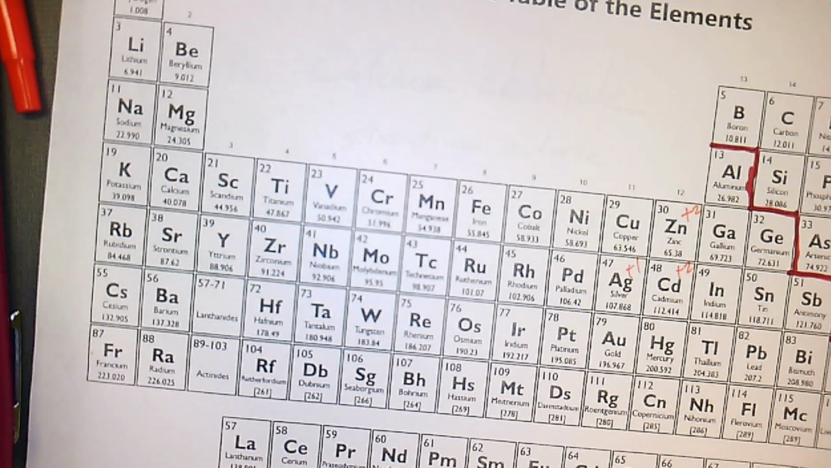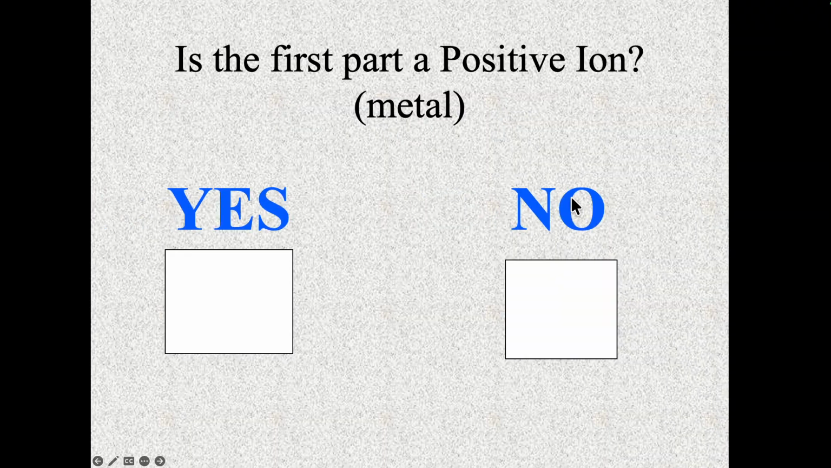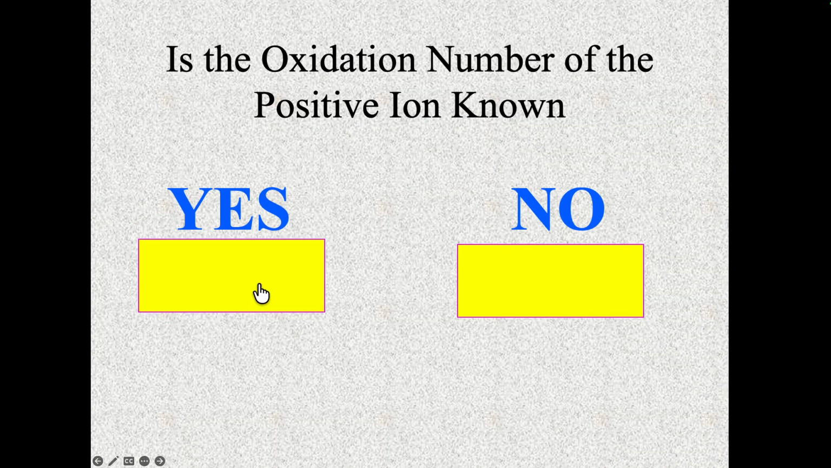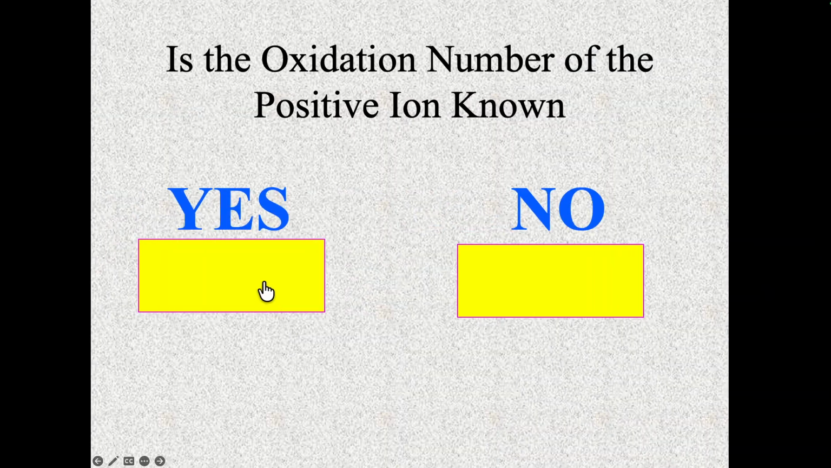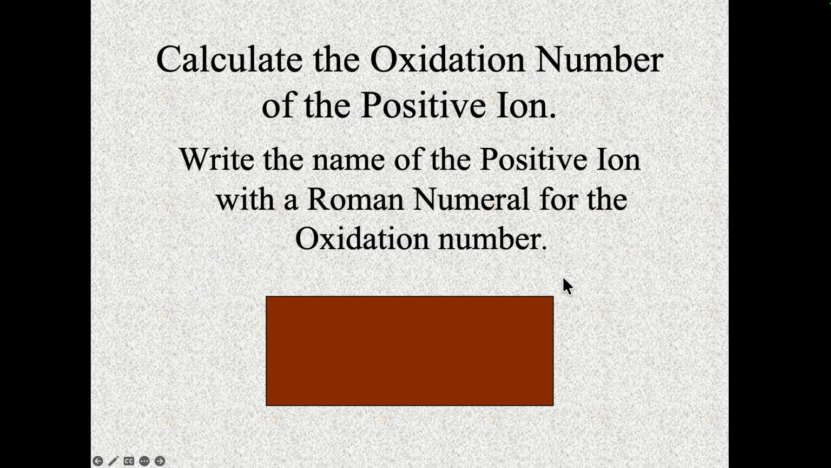All right. So our answer up here would be yes, it's a metal. Do we know the charge of Cr? No, we don't. Oh, we're going to have to click on the no button for the first time. All right. Ooh, whole lot of words here. It says to calculate the oxidation number, the charge, of the positive ion. And then we write it with a Roman numeral. But let's work on calculating the positive charge.